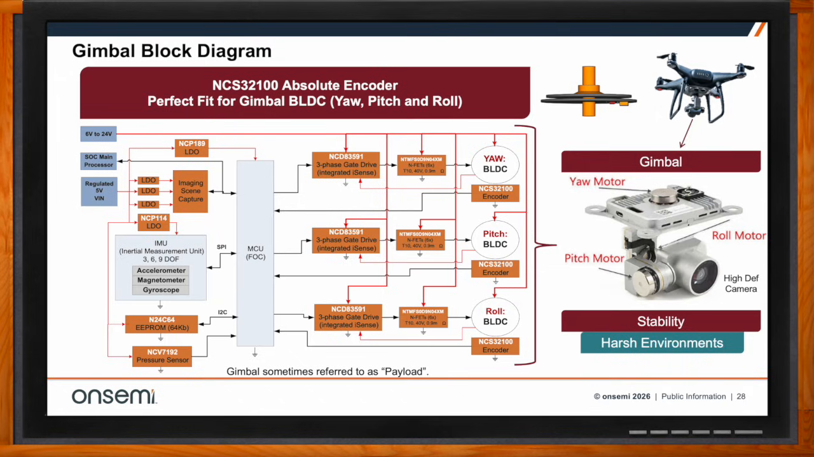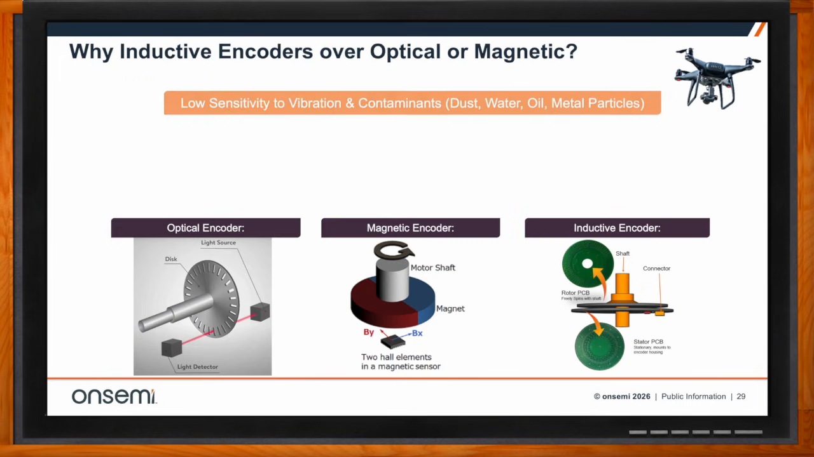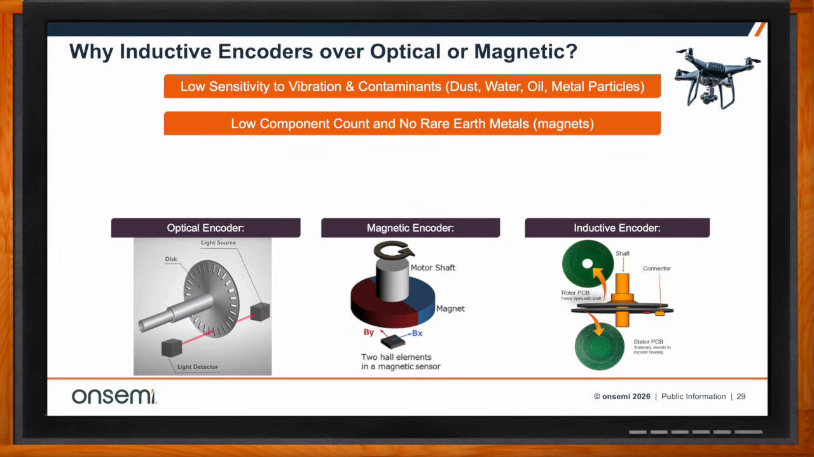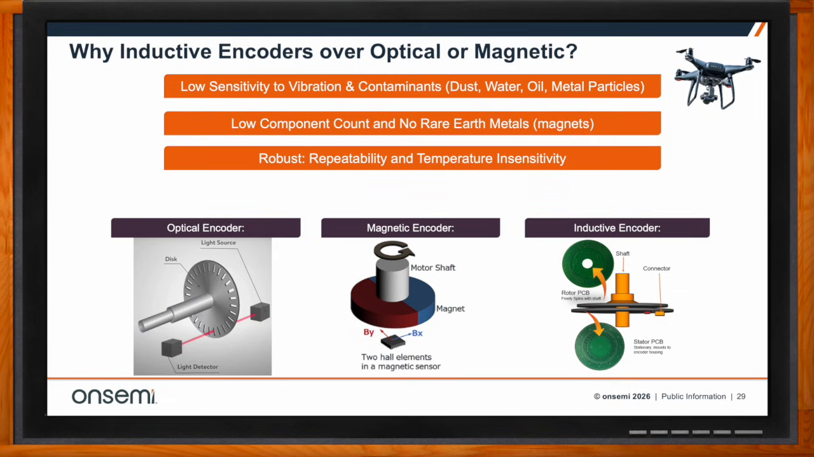So, talk to me about why we should use inductive encoders over optical or magnetic solutions. Sure, that's exactly right. There's different types of encoders for determining where the rotor is in a brushless DC motor. You can use optical or magnetic or inductive. We like the inductive because it has low sensitivity to vibration and contaminants. That includes dust, water, oil, metal particles. It also has a low component count and no rare earth metals, i.e. magnets. It has very robust repeatability and temperature and sensitivity, but number one is the lightweight, okay?